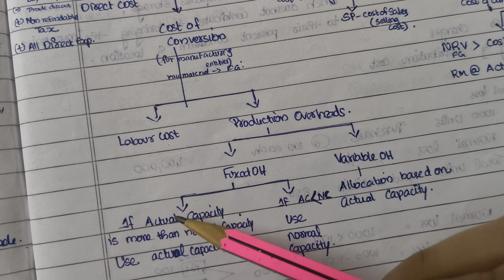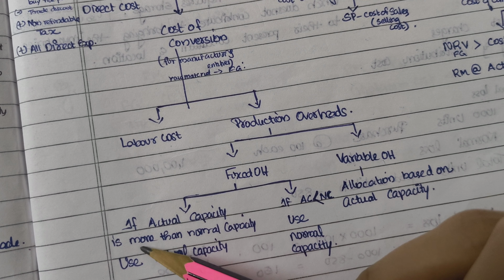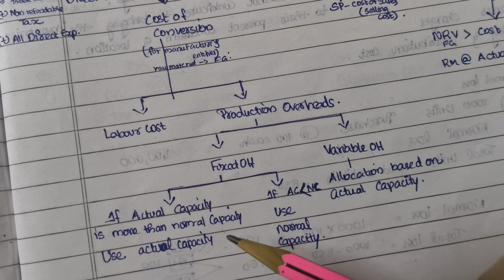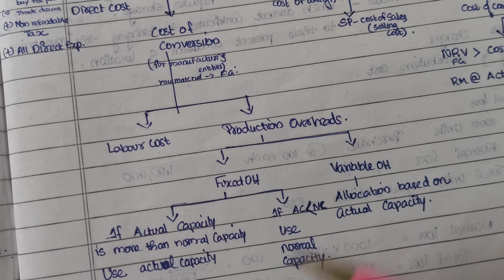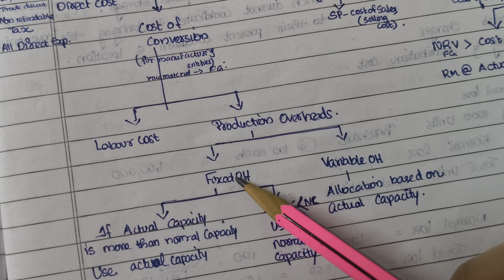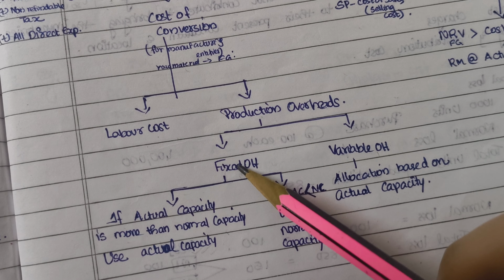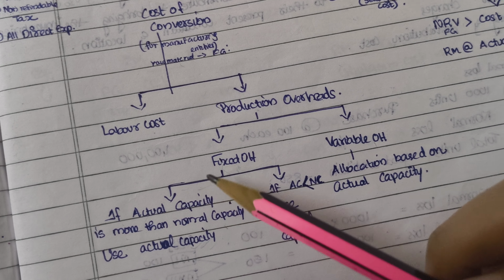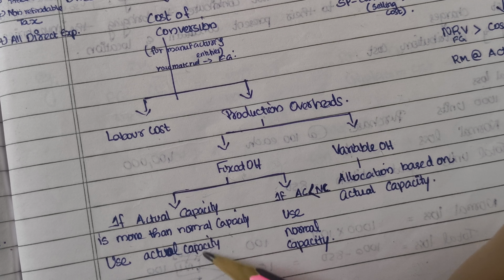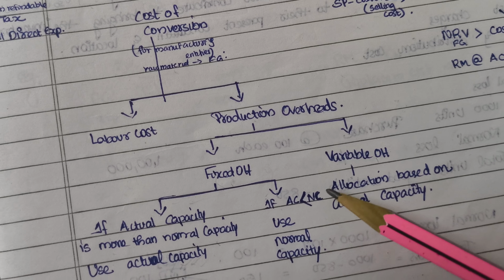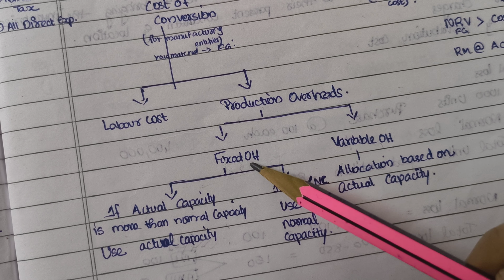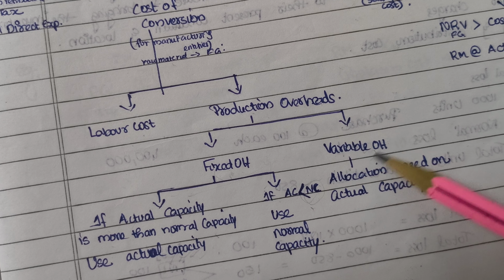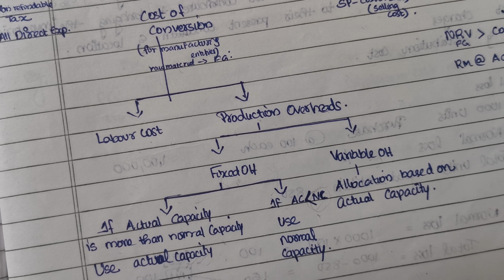How will we allocate the fixed overheads? If the actual capacity is more than the normal capacity, on the basis of actual capacity, we will allocate the fixed overhead. We will discuss this in a question. First, let's learn it. So, for production overheads, there is fixed overhead and variable overhead. And the fixed overhead itself, how will we allocate? If the actual capacity is more than the normal capacity, we will allocate the fixed overhead on the basis of actual capacity. And if actual capacity is less than the normal capacity, we will allocate the fixed overhead on the basis of the bigger one, the normal capacity. Now variable overhead we will allocate on the basis of actual capacity.